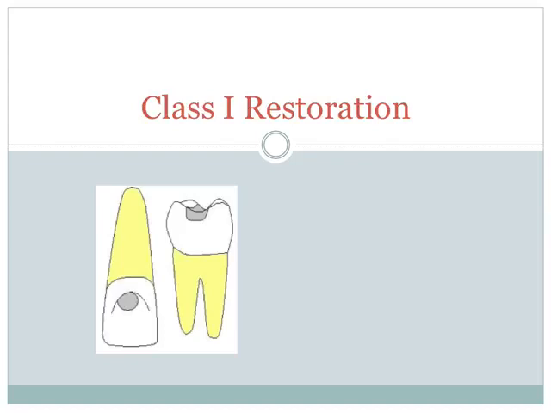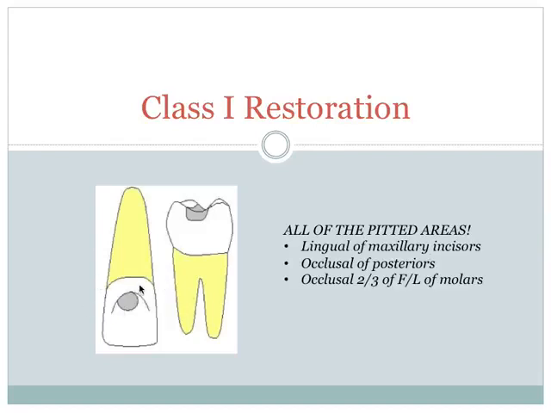Alright, so let's talk about Class 1 restorations. As we talked about in the first video, this refers to, and this is just the way that they're defined, all the pitted areas. So we're talking about the lingual of maxillary incisors and the lingual pit areas, all the occlusal grooves and pits of posterior teeth, and the occlusal two-thirds of the facial surfaces for the mandibular molars, and the lingual surfaces of the maxillary molars, where those grooves extend down from the occlusal surface.